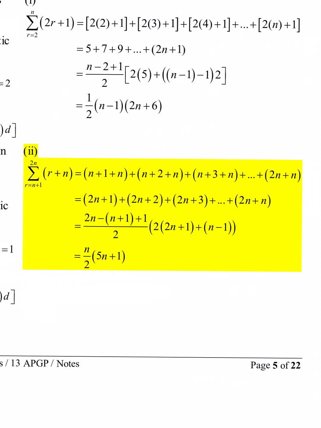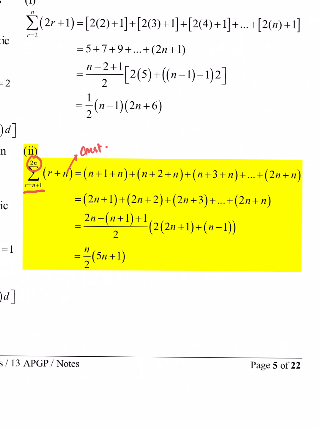So if we look at this, now we got to take note which is a variable and which one is the constant. So you notice that this is a sum of r from n plus 1 to 2n. So this n here is taken as a constant. It's a fixed constant. You have to first recognize that.